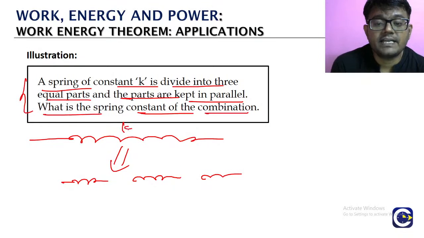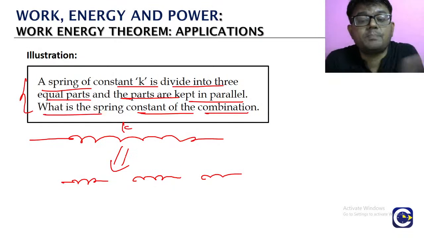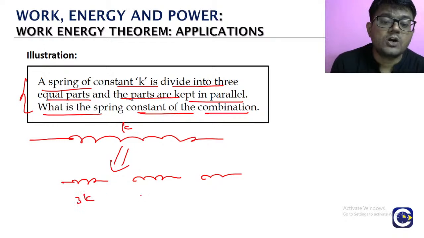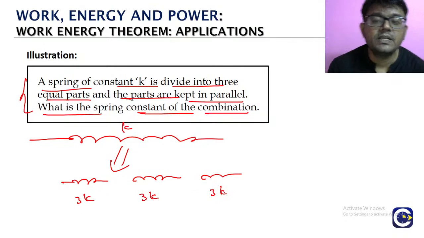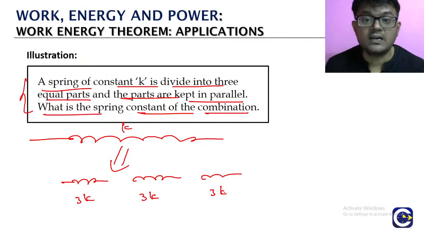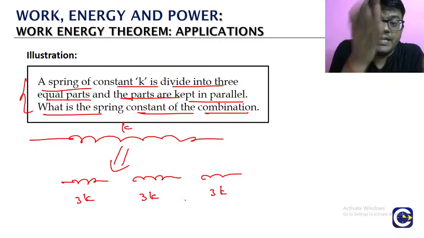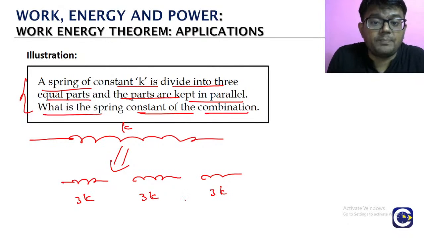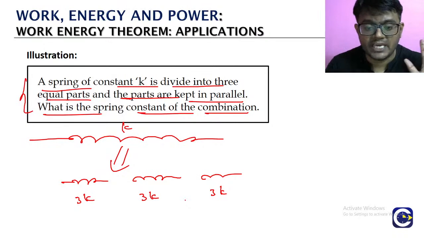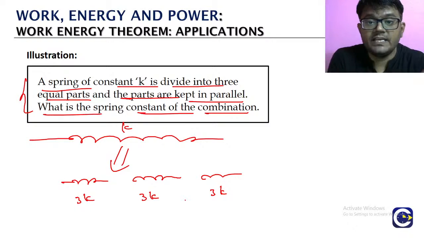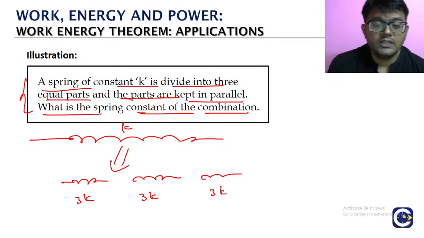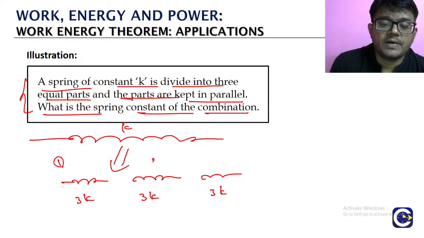Remember, we have already seen this. If you divide a spring into 3 equal parts, what will be the spring constant of each of these parts? 3K. We have seen the general result also. If you have a spring and cut it into n equal parts, then each of these parts will have a spring constant of n times K. So here we are dividing into 3 equal parts, which means 3 times K. Got it? Now these are the 3 parts: part 1, part 2, part 3.